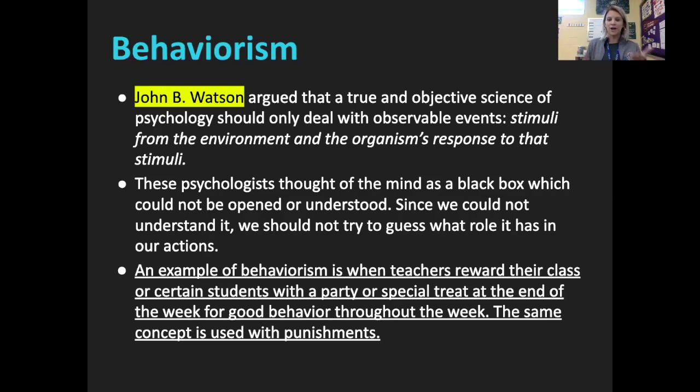So stimuli from the environment and the organism's response to those stimuli. An example of that is when a teacher rewards a class for doing their homework or getting good grades on an exam by giving them some kind of reward. Or on the opposite end, if a teacher takes away something like, now you're not going to have recess time back when you were in elementary school because the class was out of pocket.